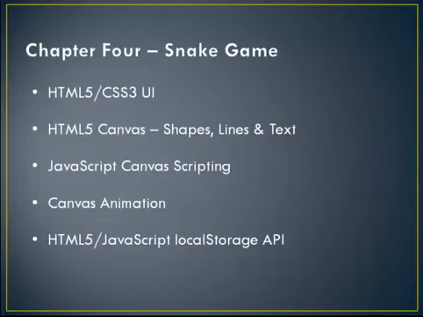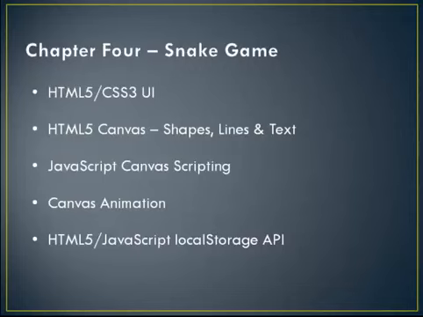In chapter 4 we'll get into HTML5 Canvas, which allows us to create shapes, lines, and text. We'll build the UI in HTML5. Then JavaScript Canvas scripting. The Canvas element is an HTML5 element, but it needs JavaScript to fill shapes, draw shapes, and animate, all of which have to be done in JavaScript. And the Snake game will also implement the local storage API, which is going to be used basically for the score.